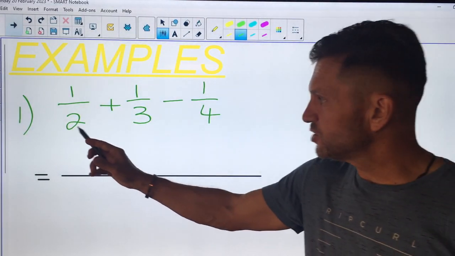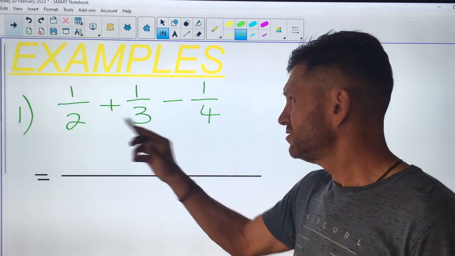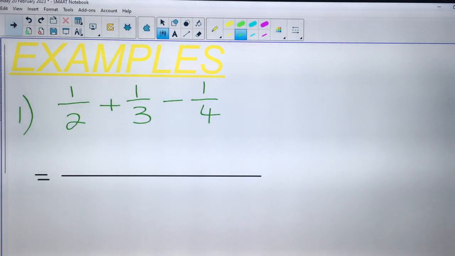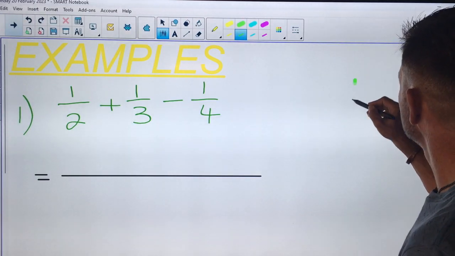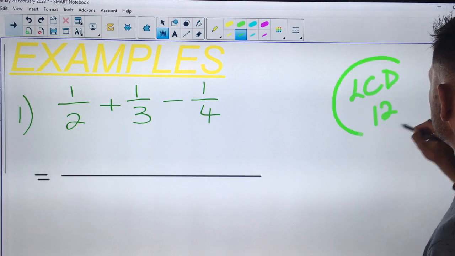So if I multiply this one by 2, I'll get 4. If I multiply this one by 2, I'll get 6. 2 and 6 are not the same, so I can't use that. So 12 will work. 24 will also work, but we have to go as small as possible. So we have to find a common denominator, and in this case, the lowest common denominator is 12.